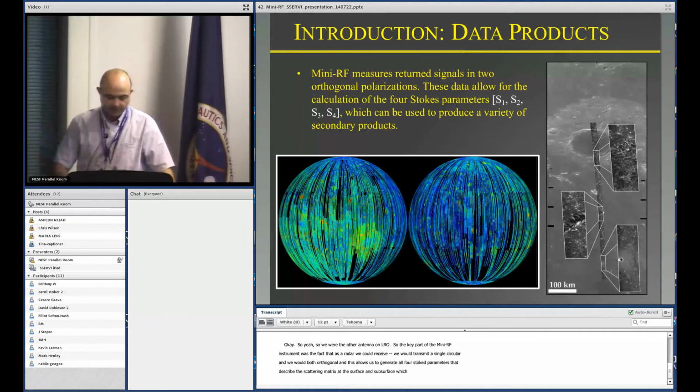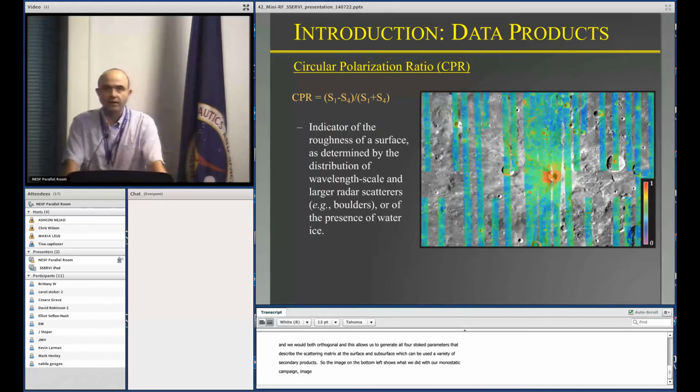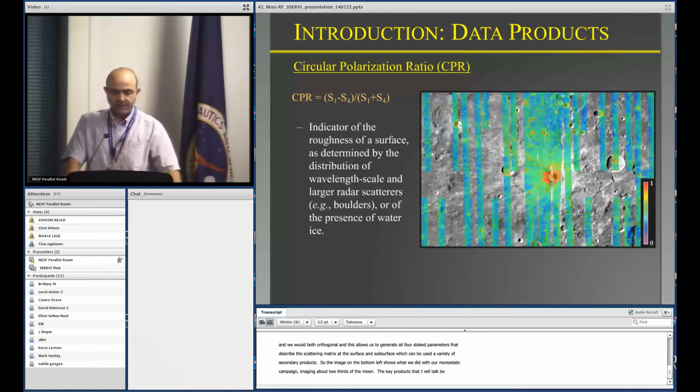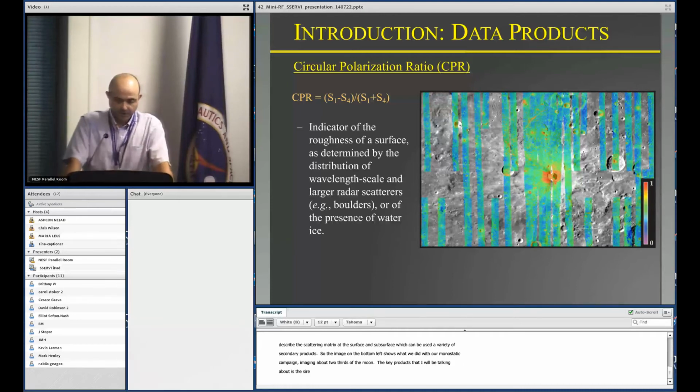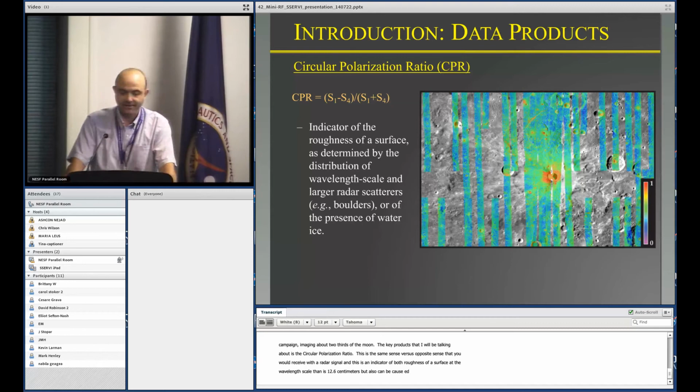So the image on the bottom left shows what we did with our monostatic campaign, imaging about 2/3 of the moon. The key product that I'll be talking about today is the circular polarization ratio. And this is essentially the amount of the same sense versus opposite sense that you would receive with the radar signal. And this is an indicator of both roughness of a surface at the wavelength scale, and this was 12.6 centimeters, but also can be caused by the presence of water. There lieth the enigma.